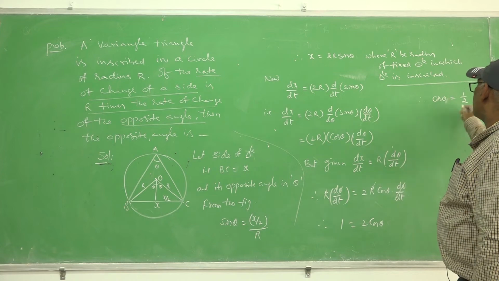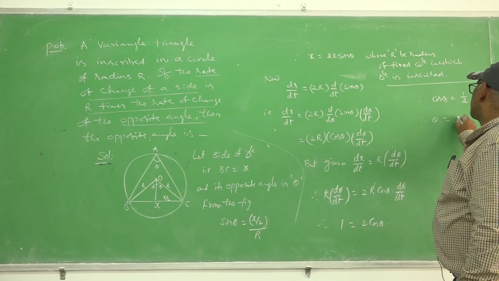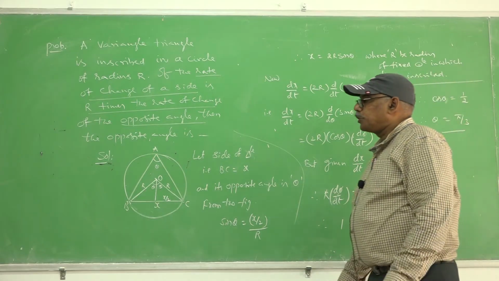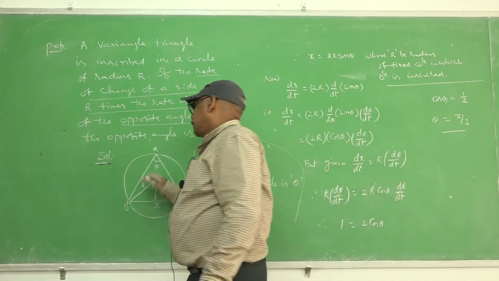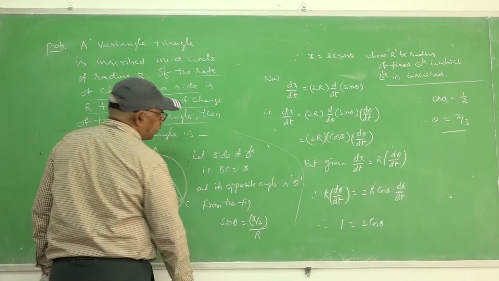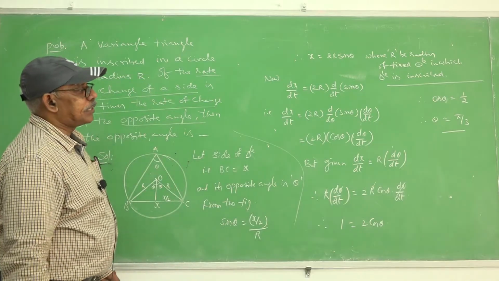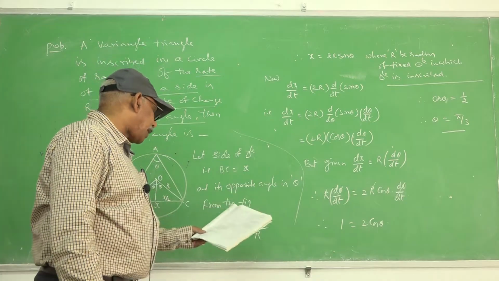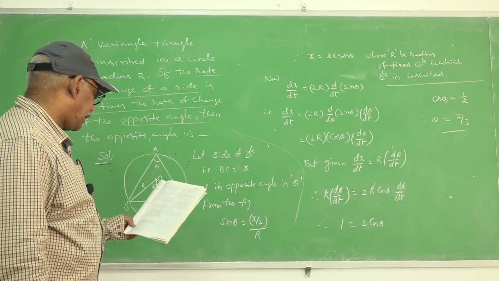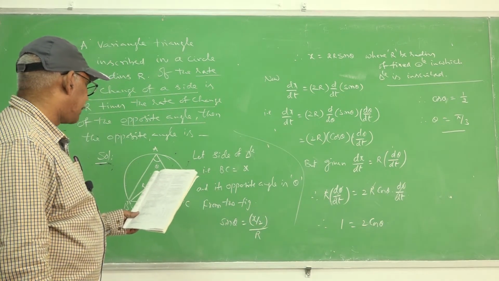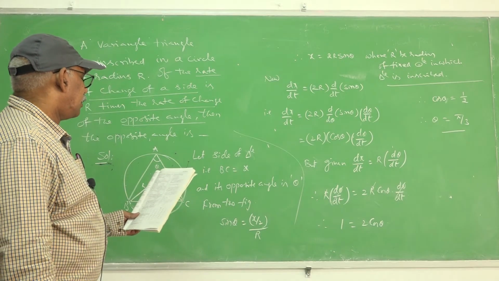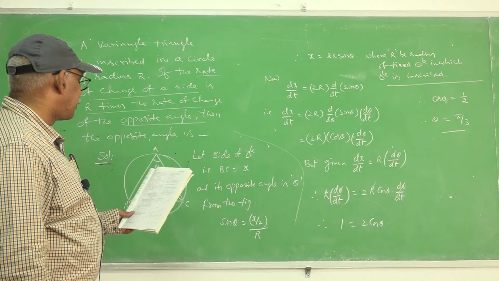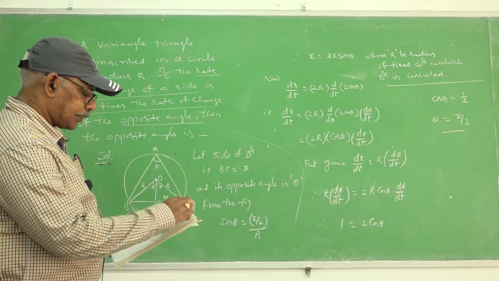Once cos theta is 1 by 2, theta is pi by 3. The angle opposite to the considered side is pi by 3 itself. Hence the required angle is pi by 3. That is also one fine question. Such questions are very useful for objective pattern examinations.